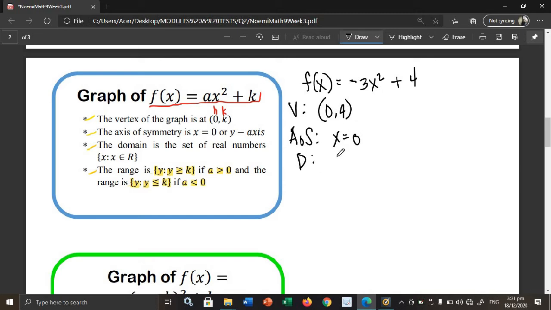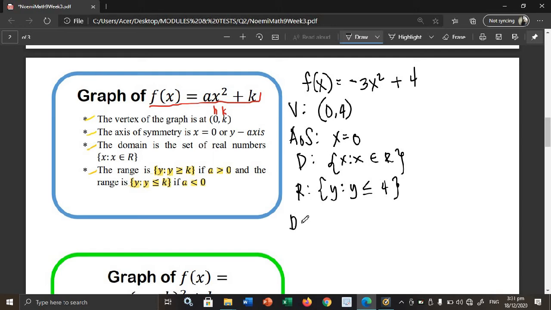And then the domain is the set of all real numbers. And then your range is based on the sign of your coefficient in the quadratic term. So here, we have negative 3 as the value of our a. Therefore, a is less than 0, because it is negative. Therefore, the range is y is the set of all real numbers such that y is less than or equal to the value of your k, which is 4. So, that is your range. Y is the set of all real numbers such that y is less than or equal to 4.